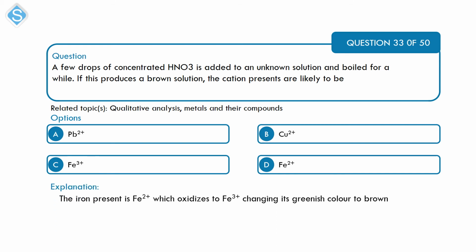Alright, so the ion that is present in that solution is iron 2, which is originally greenish. Its color is greenish. It becomes brown due to oxidation to iron 3. So the original ion that is present, that is indicated by this brown coloration, is the iron 2. That is the original ion.